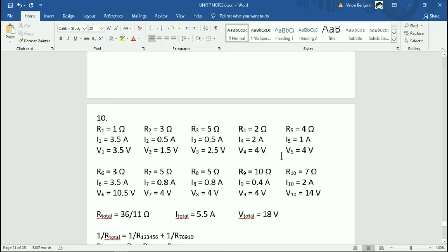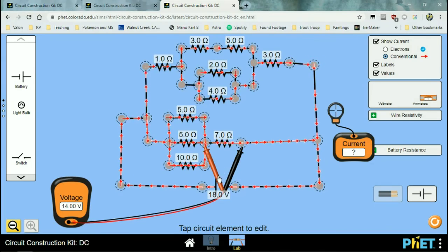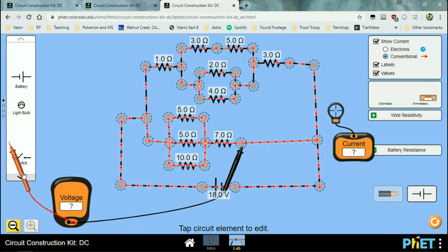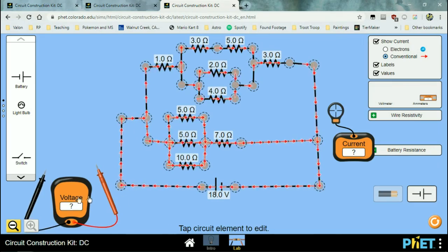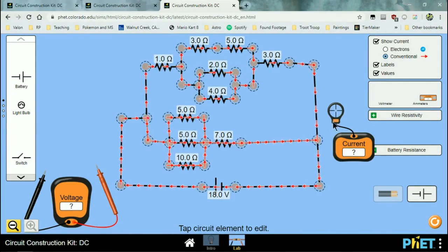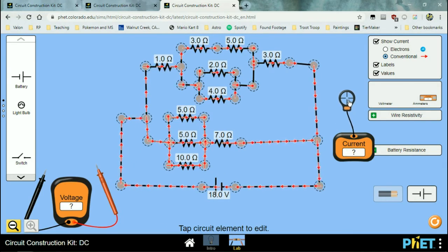And just to make absolutely sure about this, my total voltage should be 18, which, I mean, you can probably believe that. Don't really need to test that. And my total current should be 5.5. Boom. Okay. So I didn't do anything wrong in my math.